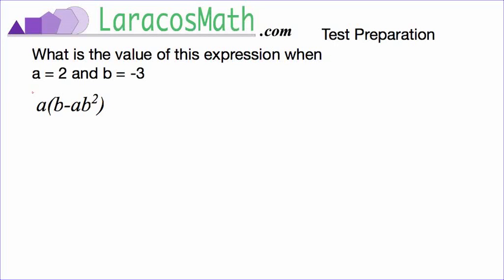We need to evaluate this expression. I know the value for A is 2 and the value for B is -3. The most important part is to plug these numbers into the expression and follow every single sign, and be sure we are doing the correct thing with the negative sign in this case.